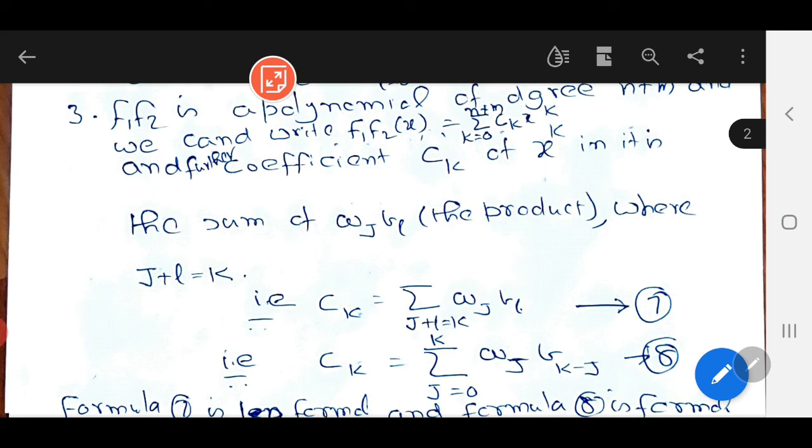So we are trying to observe Ck as a finite sum of products. What we are doing is collecting the products AjBl in such a way that j plus l is equal to k. We are fixing k. That is what we have done.